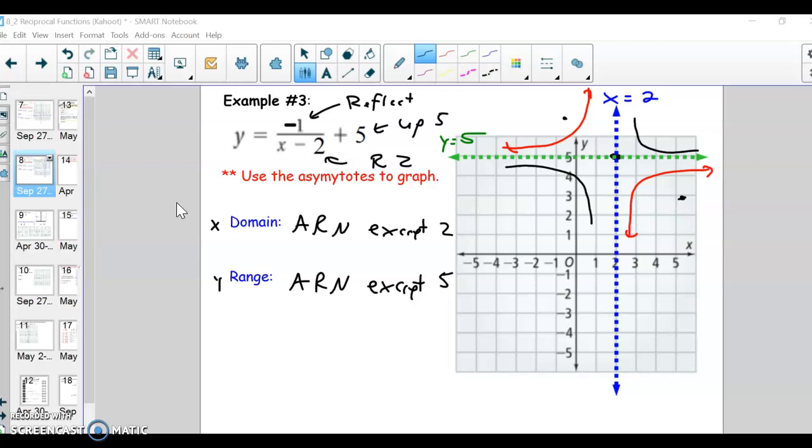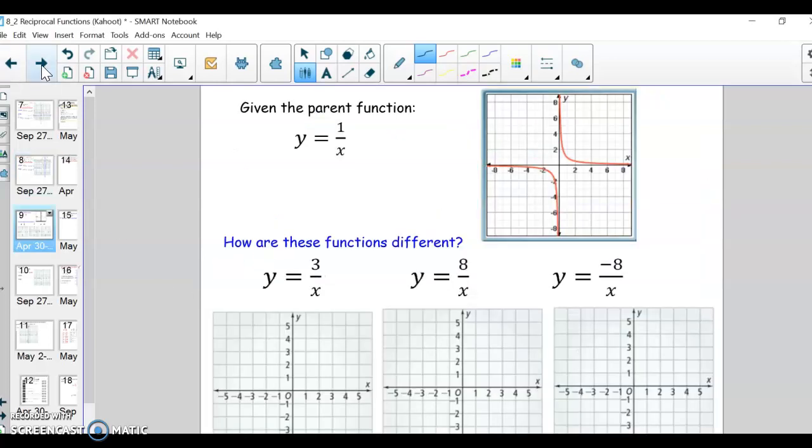All right, I just want to keep going over section 8.2, graphing the inverse functions, right? And you get these weird sort of curvy shapes. And the next piece of the puzzle is this is our parent again. The asymptotes are the x and y axis. But now I want to do, what if this number is not 1 anymore? What if it's like 3 or 8 or -8?